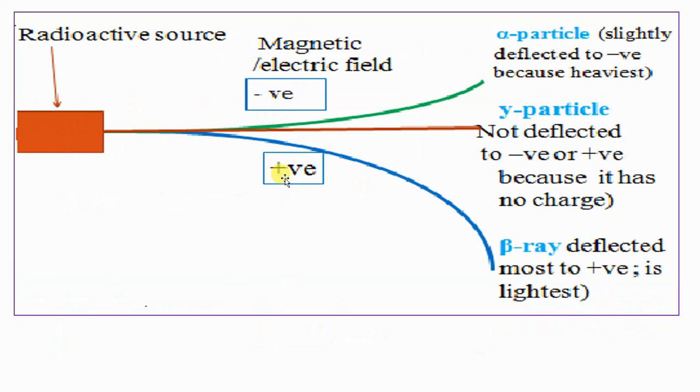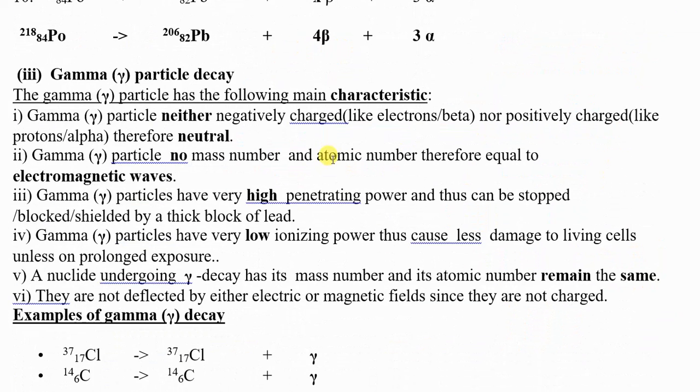Remember, unlike charges attract and like charges repel. So the beta particles, as you can see, will be deflected towards the positive, because they themselves are negatively charged. Very good. So that's property number 1.